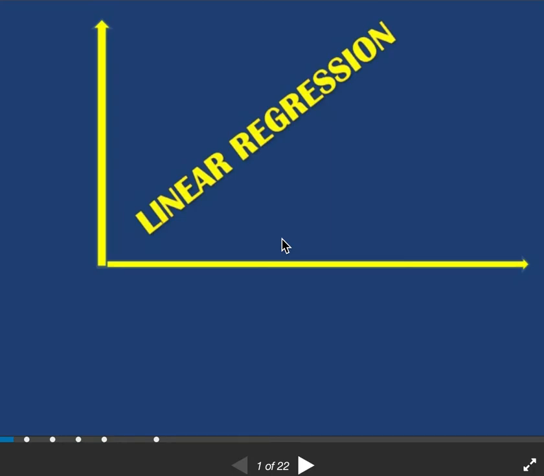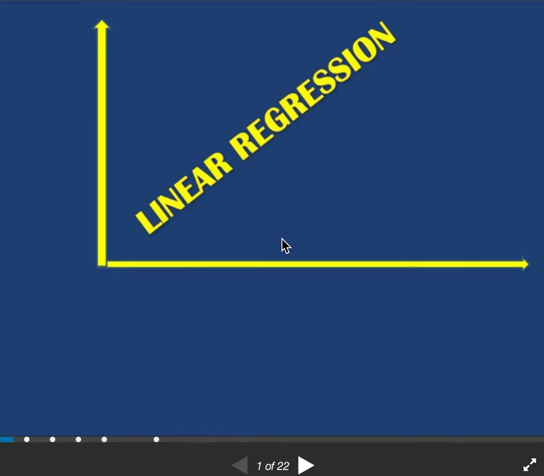Lab 10 is probably one of my favorites. It's linear regressions. It's my favorite just because this is the most applicable to real life. We use this in forecasting. We also use this in econometrics, and all those are applicable. So if this stuff sounds interesting to you, this is what happens at the next level.